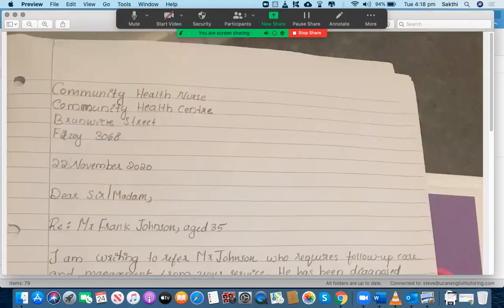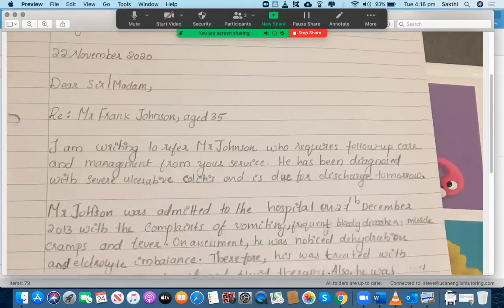All right. So you have written down the information of the addressee here on the top, so that's good. I'm happy with that. And then you have written the date in the recommended format. That's good as well. There's no issue. And then you have mentioned dear sir or madam because you don't know the name of the addressee. Is that correct? Okay, sir.